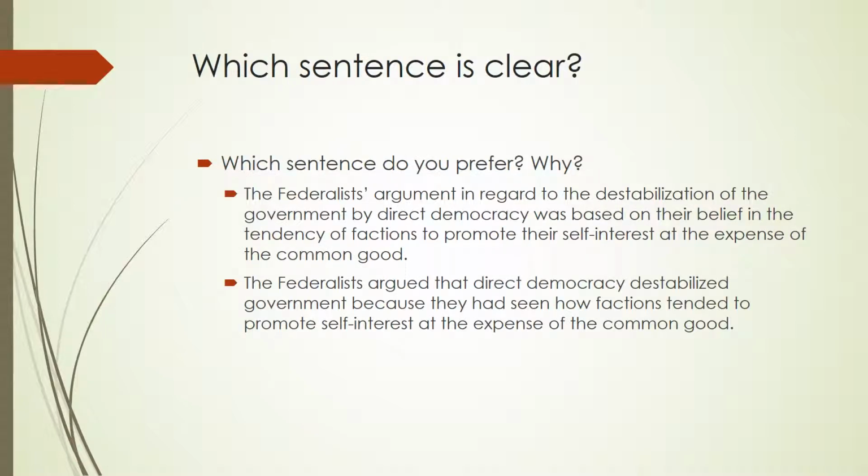Which sentence do you prefer and why? The Federalist argument in regard to the destabilization of government by direct democracy was based on their belief in the tendency of factions to promote their self-interest at the expense of the common good? Or the Federalists argued that direct democracy destabilized government because they had seen how factions tended to promote self-interest at the expense of the common good?